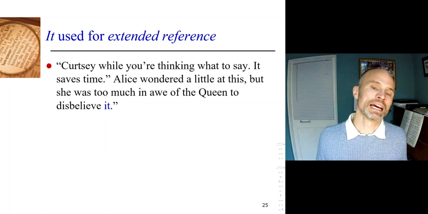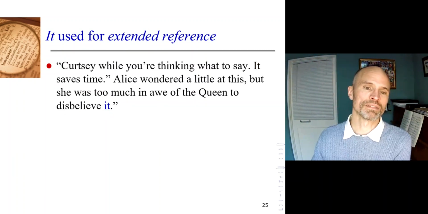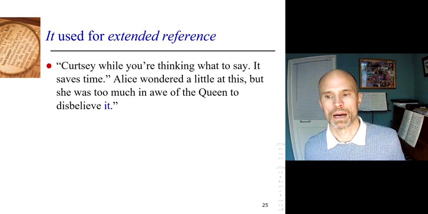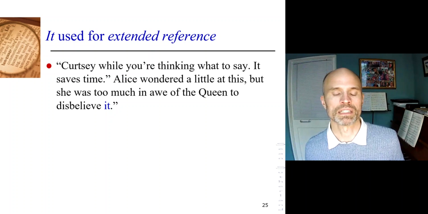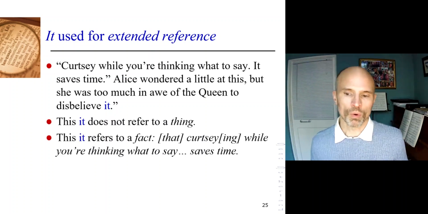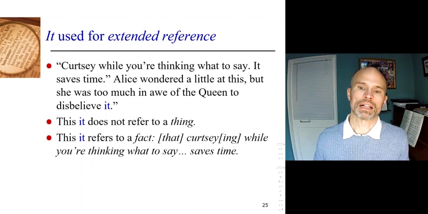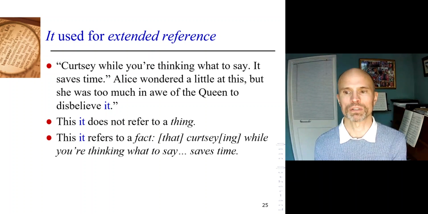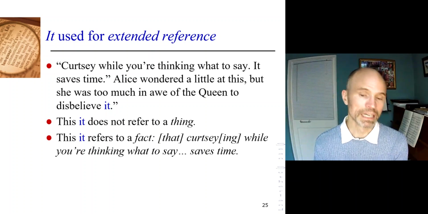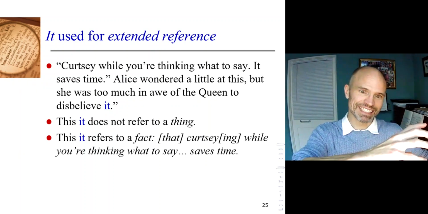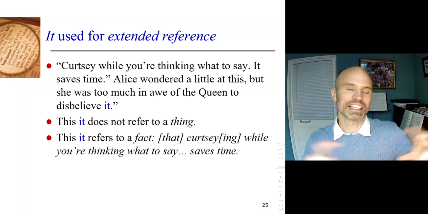Look at how the blue it refers to even more now. Alice wondered a little at this, but she was too much in awe of the Queen to disbelieve it. What does the it mean here? The whole thing now. She was too much in awe of the Queen to disbelieve that curtsying while you're thinking what to say saves time. So now the blue it refers to the first sentence, curtsy, and the second sentence, it saves time.